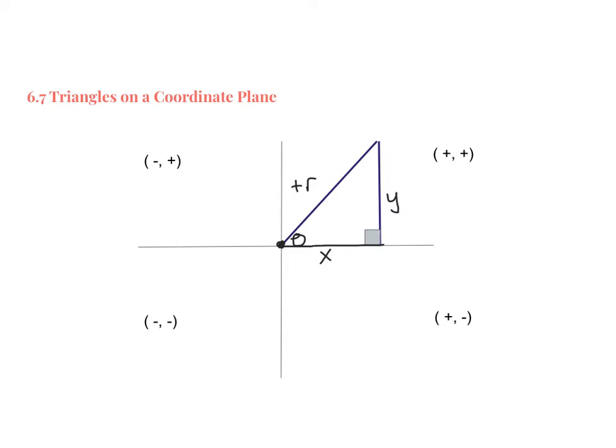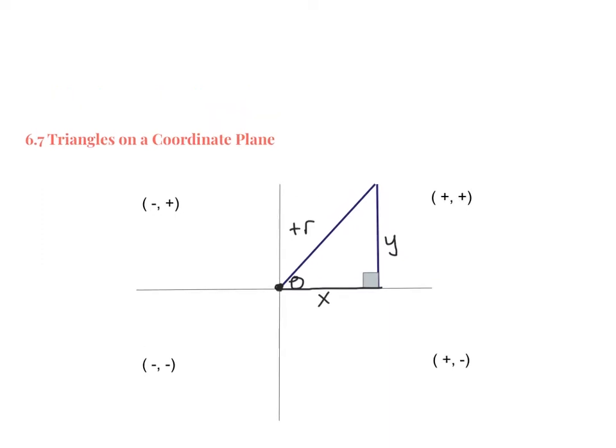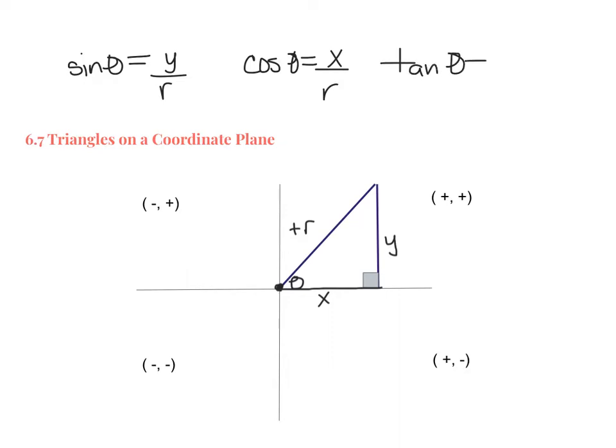When we think about our trig ratios, I'm just going to deal with the basic right triangle trig, although we can take its reciprocal at any point. Sine of theta is going to be opposite over hypotenuse. Cosine of theta is going to be adjacent over hypotenuse. And tangent of theta is opposite over adjacent.